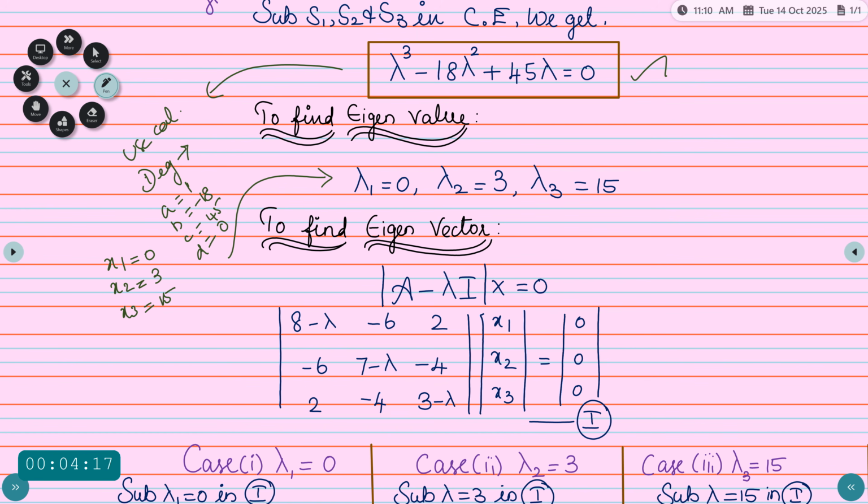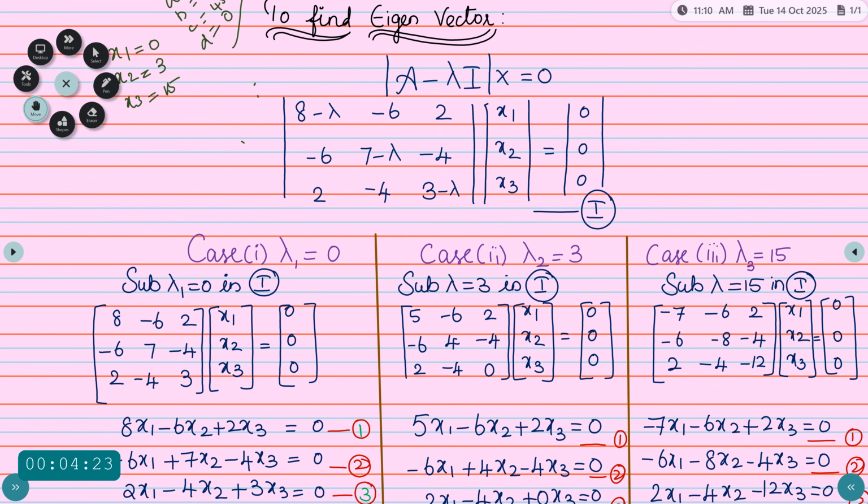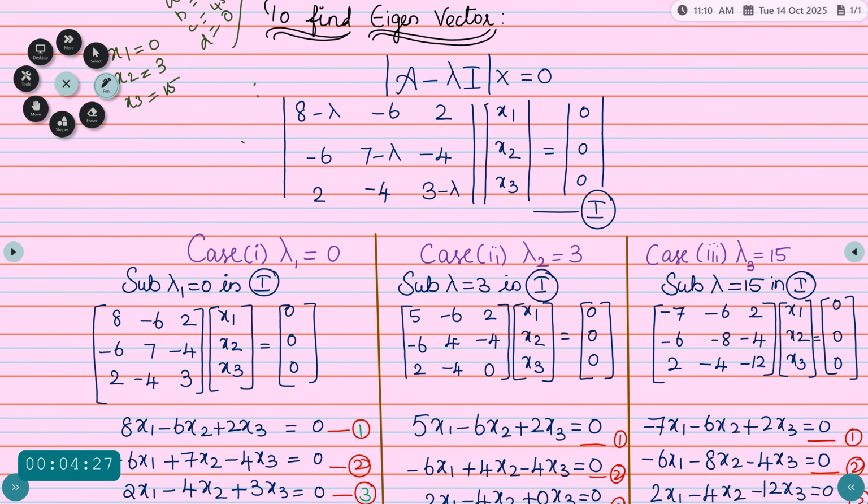Next, we have to find the eigenvector. How can we find the eigenvector? What is the formula for the eigenvector? Modulus of A minus lambda I into X equal to 0. This is the formula for the eigenvector. A is the given matrix, lambda is the eigenvalue, I is the identity matrix, and X has the values x1, x2, x3.